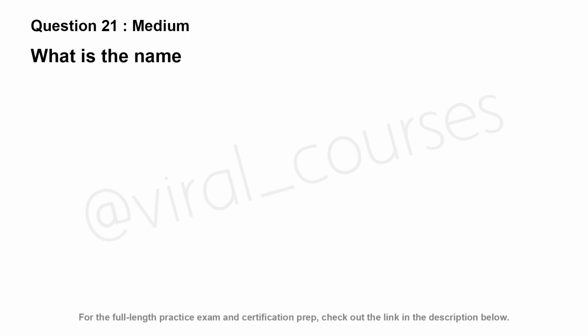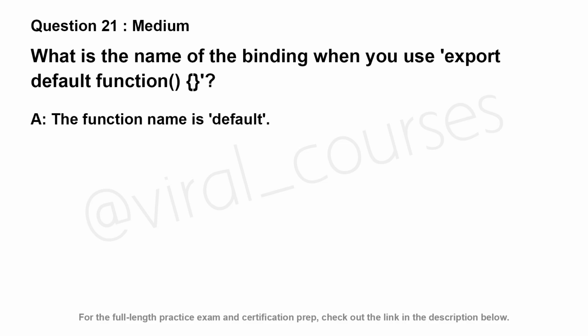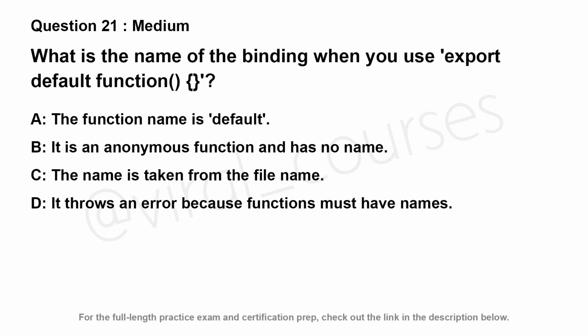What is the name of the binding when you use export default function? Option A. The function name is default. Option B. It is an anonymous function and has no name. Option C. The name is taken from the file name. Option D. It throws an error because functions must have names.